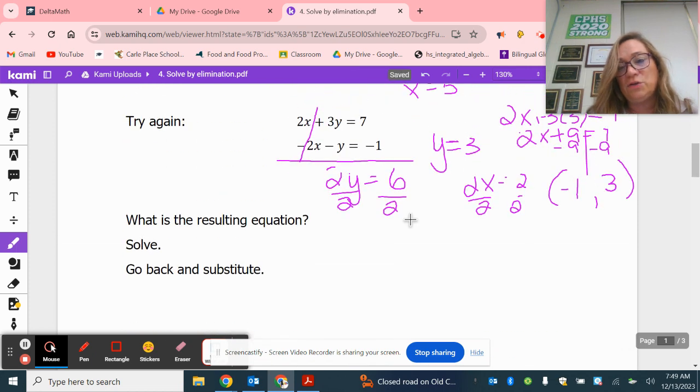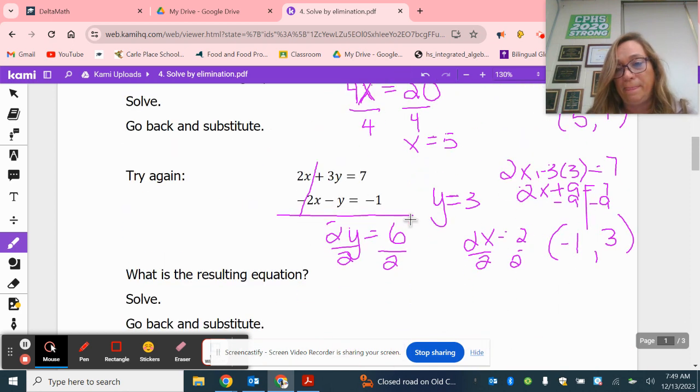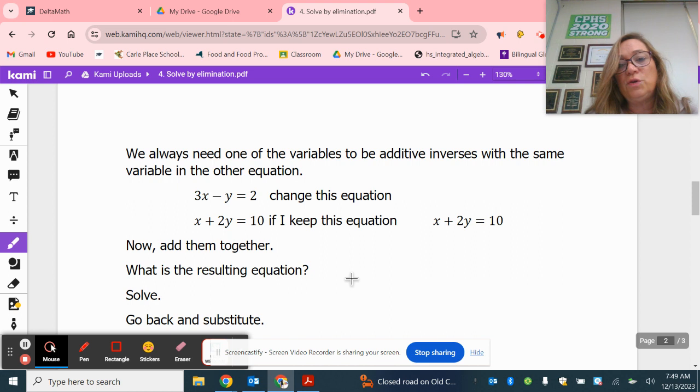Okay, so for the first one, I got 5, 1. And you can always graph it if you want to double check, or you can go back and substitute again to double check. And for my second one, I got negative 1, 3. Okay. So you always need something to be additive inverses, and essentially you want standard form.